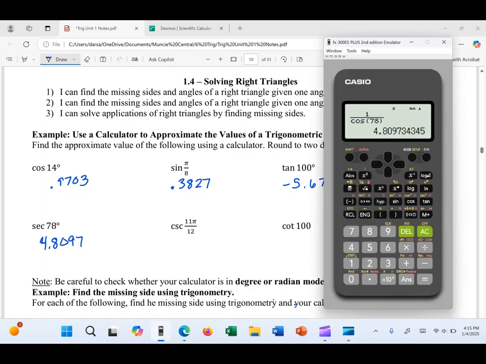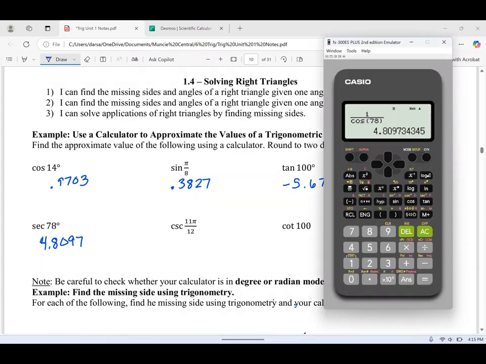Similarly, if we want to find the cosecant of 11 pi over 12, what we can do is start with that fraction button, put a 1 on the top. What is the reciprocal of cosecant? That's sine. So we're going to do sine and then another fraction, 11 pi over 12. And we'll close that and hit enter.